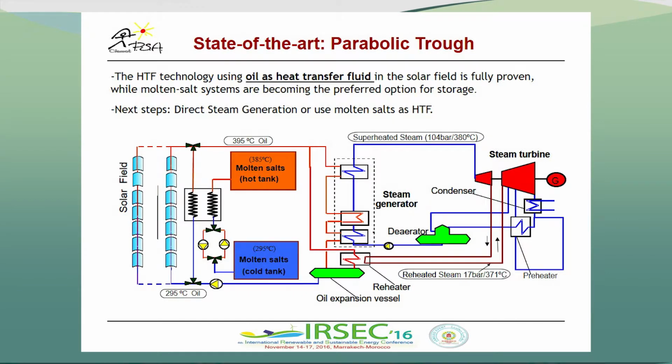New developments are trying to go to direct steam generation, which means to generate the steam directly at the solar field, not to use this oil, but run the water directly through the solar field, heat it up, evaporate, and go to the turbine.